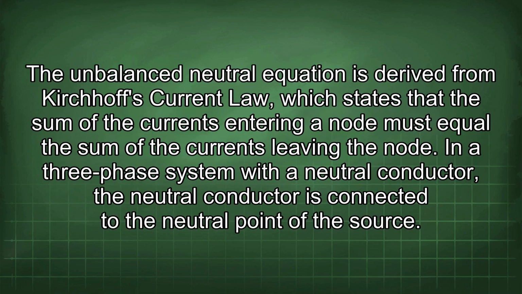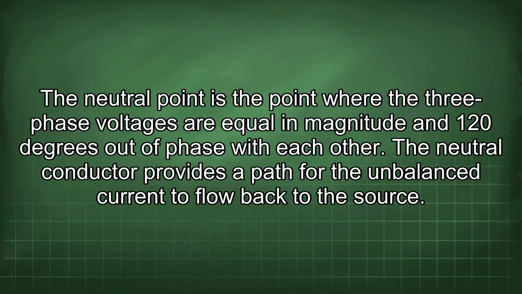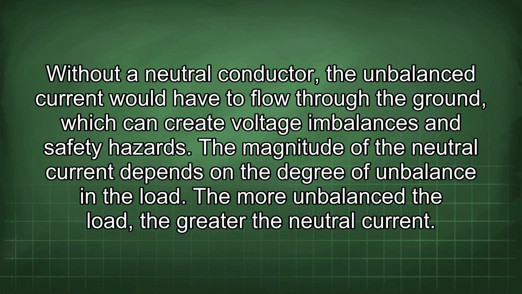The unbalanced neutral equation is derived from Kirchhoff's current law, which states that the sum of the currents entering a node must equal the sum of the currents leaving the node. In a three-phase system with a neutral conductor, the neutral conductor is connected to the neutral point of the source. The neutral point is the point where the three-phase voltages are equal in magnitude and 120 degrees out of phase with each other. The neutral conductor provides a path for the unbalanced current to flow back to the source. Without a neutral conductor, the unbalanced current would have to flow through the ground, which can create voltage imbalances and safety hazards.